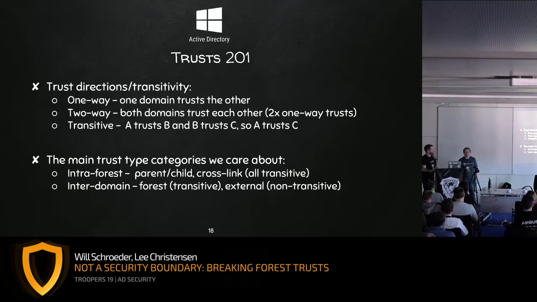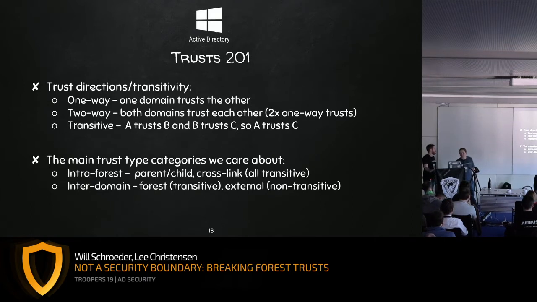Then there's also different trust types. You have intra-forest. That's if you have everything inside of a single Active Directory forest. The types there are parent-child, which is probably the most common that you'll see. And then you have cross-link, which is just another type, a shortcut trust.